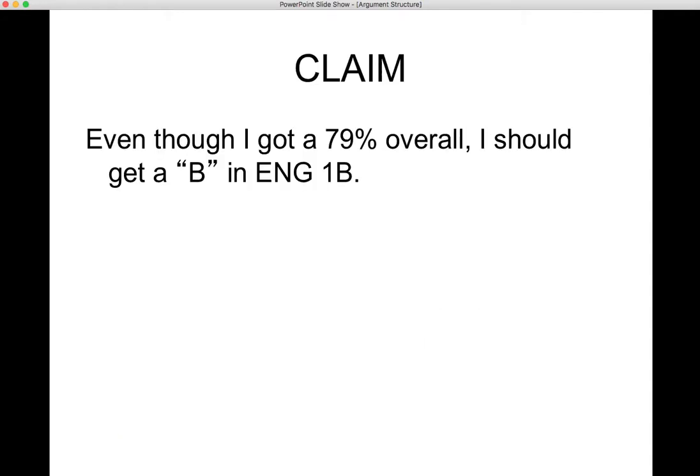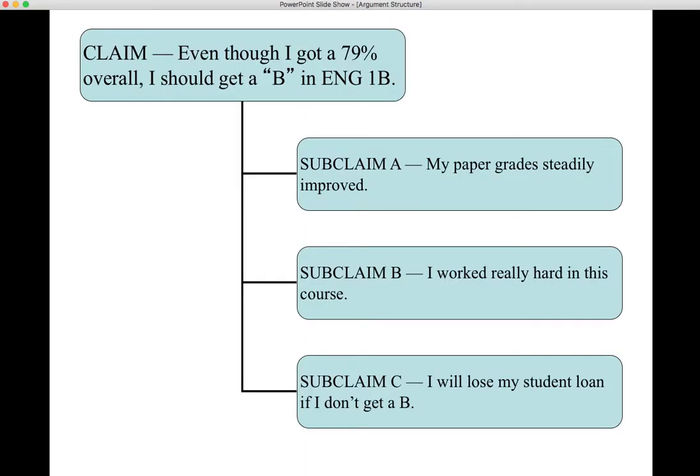Here's an illustration. Say this is my claim: even though I got a 79% overall, I should get a B in English 1B. So even though a B is 80%, my 79% should be good enough. If I've got that claim, I've got to have subclaims. So here are my reasons why my claim should be true.